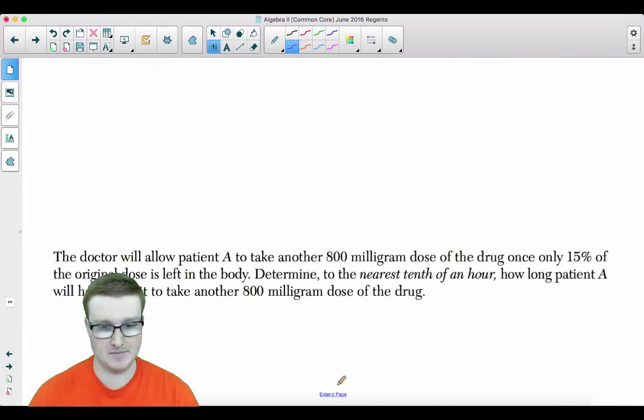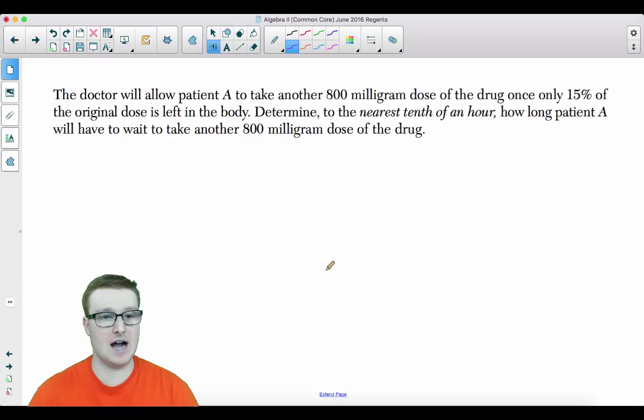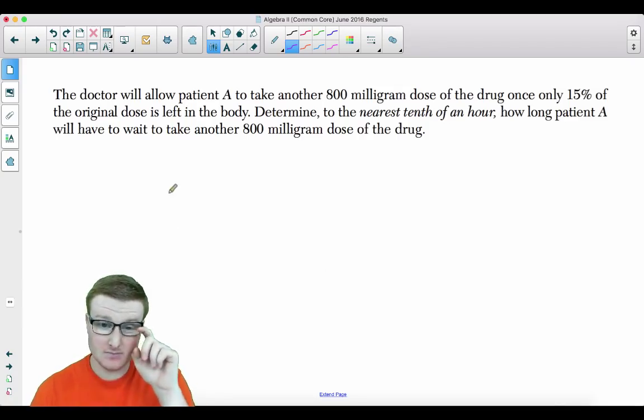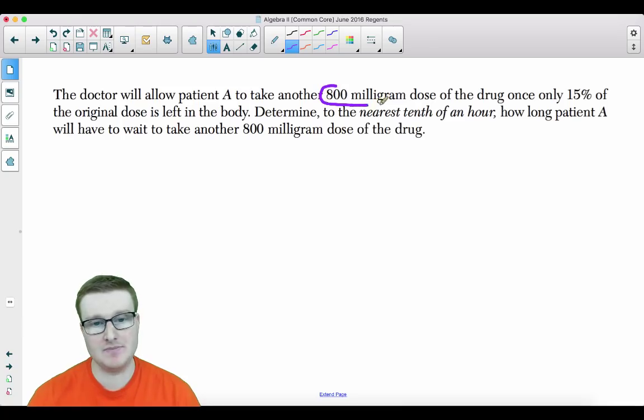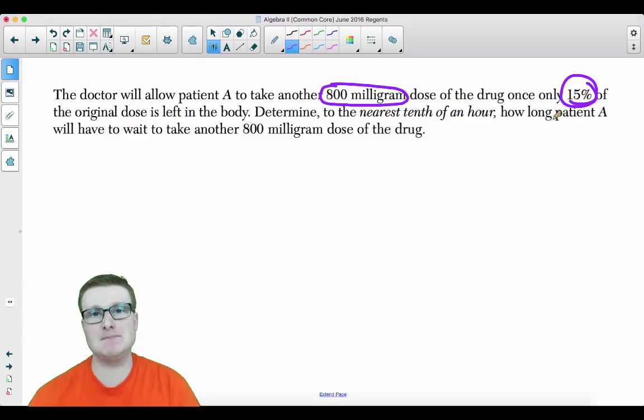Okay? Now, the last part is the more work part. Here we go. It says here, the doctor will allow patient A to take another 800 milligram dose of the drug only if 15% of the original dose is left in the body. Determine to the nearest tenth of an hour how long patient A will have to wait to take another 800 milligram dose. So here's the thing. The initial amount that the patient took was 800 milligrams.